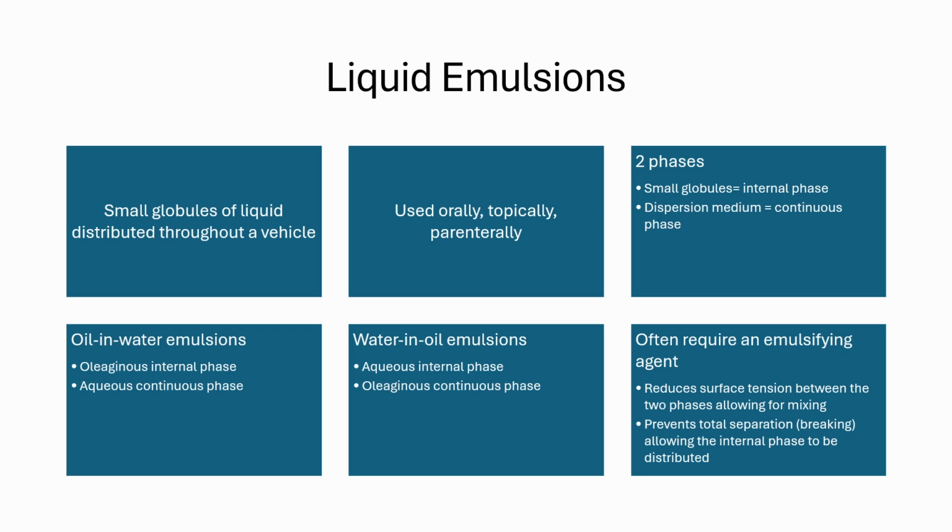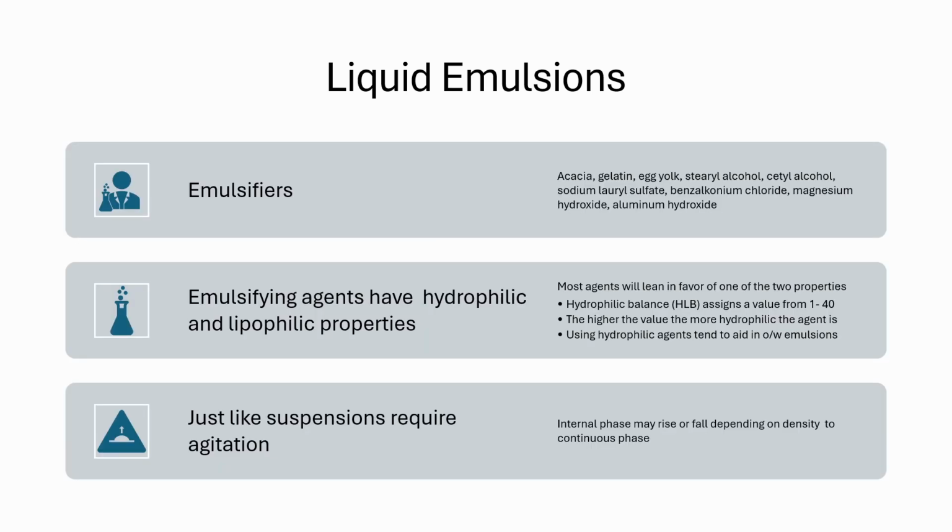They often require an emulsifying agent. This helps reduce surface tension between the two phases, which allows for mixing. This helps prevent total separation, which is termed breaking, and basically allows the internal phase to continue to be distributed throughout the continuous phase. Examples of emulsifying agents include sodium lauryl sulfate, benzalkonium chloride, magnesium hydroxide, and aluminum hydroxide.